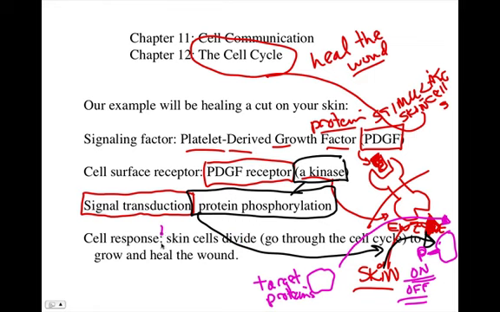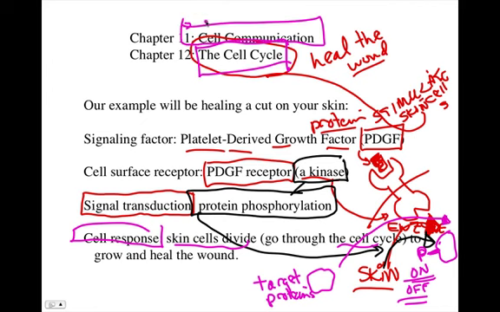The cellular response, the downstream response in the skin cell, is going to be to divide, to go through this cell cycle that we're going to learn about in Chapter 12. So our example is we start out looking about cell communication, cells talking to each other. We've got a source cell, we've got a target cell, and there are many, many examples of this in our body.